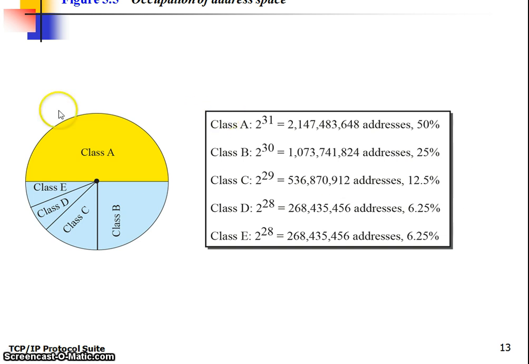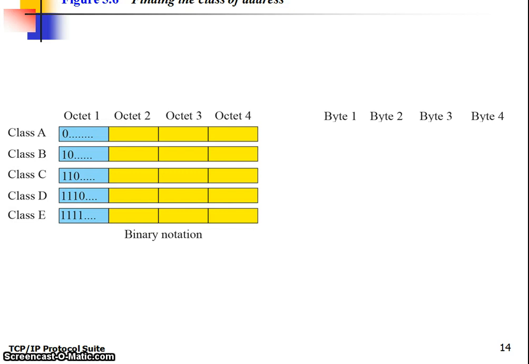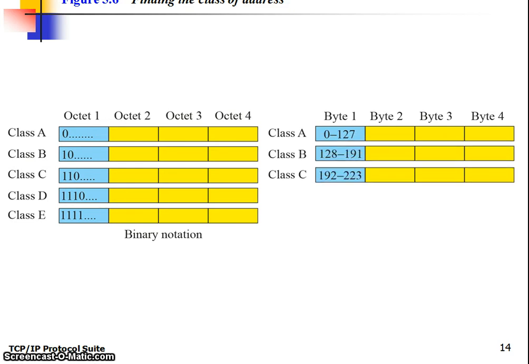Here a pie chart is given. Out of 100%, 50% is occupied by class A, 25% is occupied by class B, 12.5% is occupied by class C, and the remaining two classes occupy 6.25% each. Now, how do we guess which class the given IP address belongs to? This is the main thing.